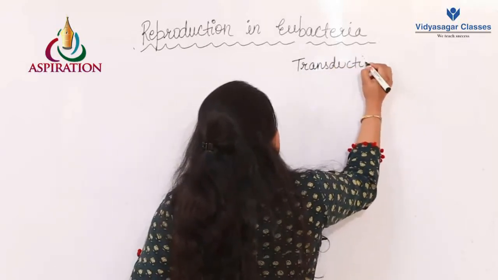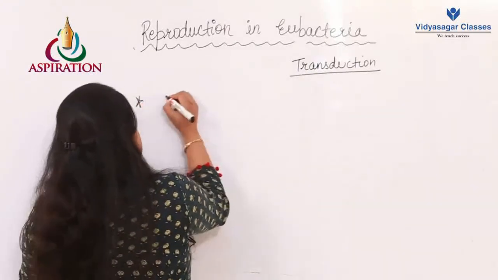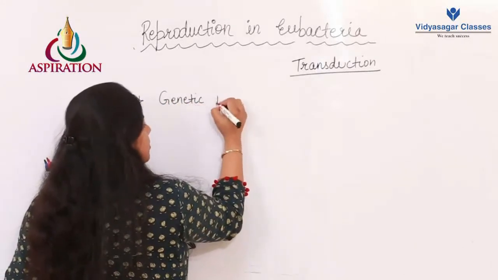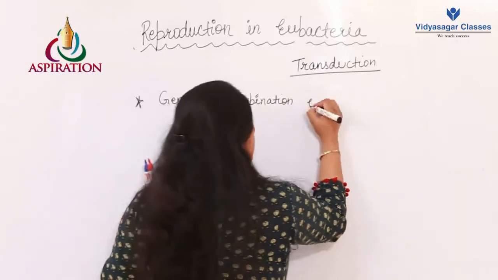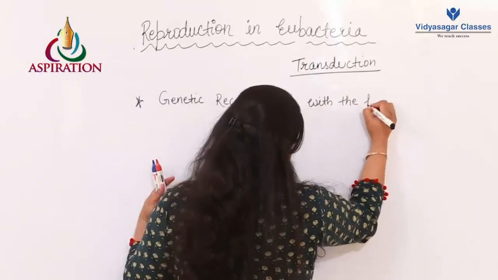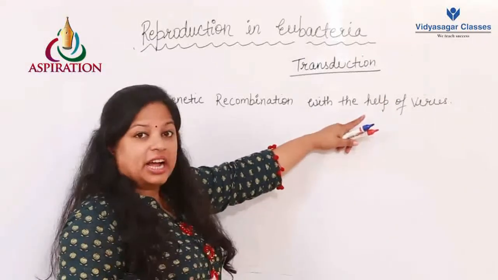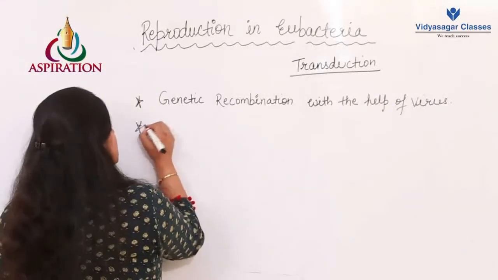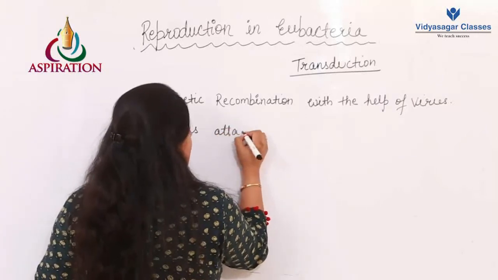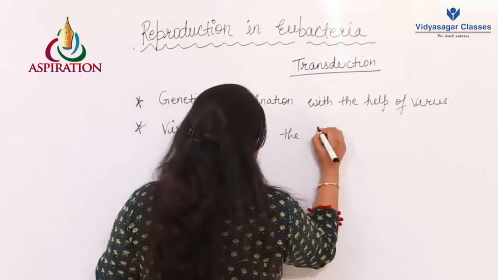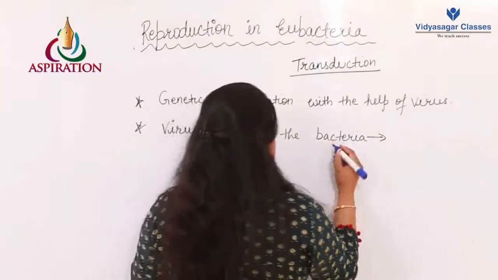Transduction is genetic recombination with the help of a virus. The virus which attacks bacteria is known as bacteriophage.